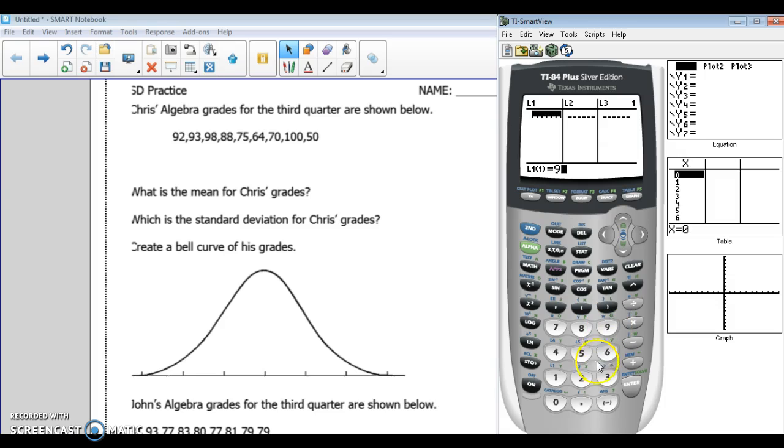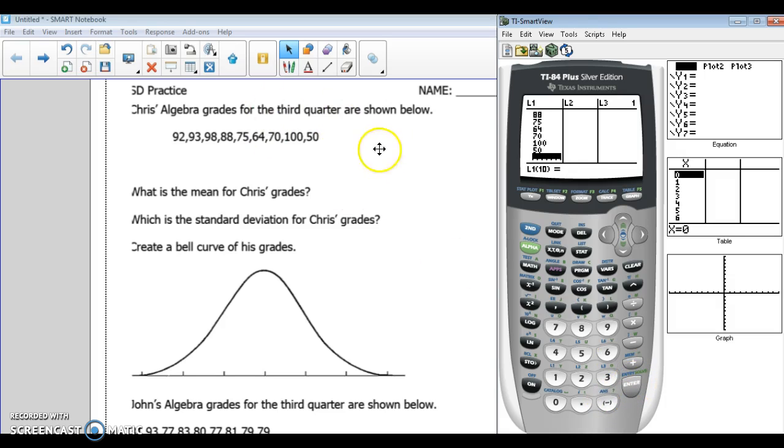Now you're going to put the data in. So 92, press Enter. 93, press Enter. 98, press Enter. 88, 75, 64, 70, 100. Then 50. Okay, so 1, 2, 3, 4, 5, 6, 7, 8, 9 numbers. And on my last number, you see the little 9, that means the 9th number is 50. So we put all the numbers in the data.